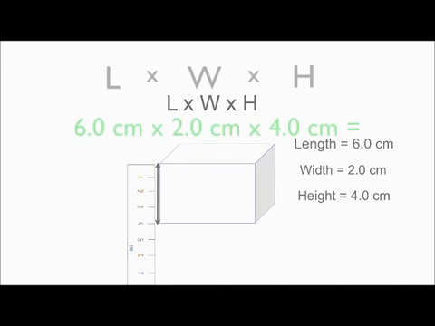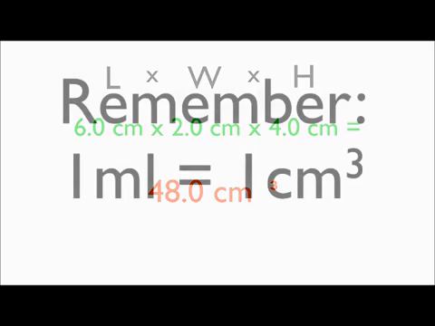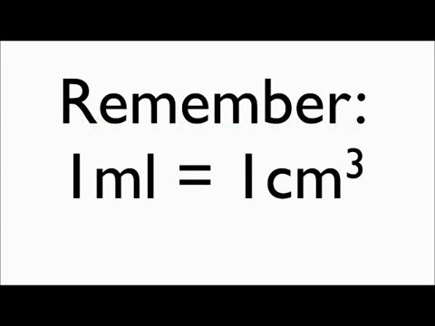I take those numbers, I'm going to multiply them together. Don't add them, multiply them. Okay, you're going to end up at 48.0 cubic centimeters in this example. Okay, remember, you don't always have to use cubic centimeters. You can also use milliliters as well. They're one and the same. Use the one that you feel most comfortable with.